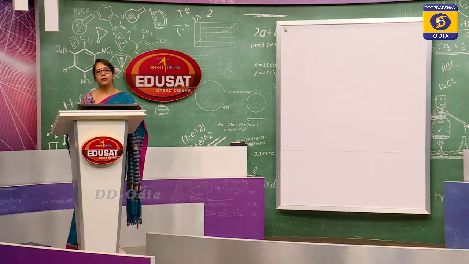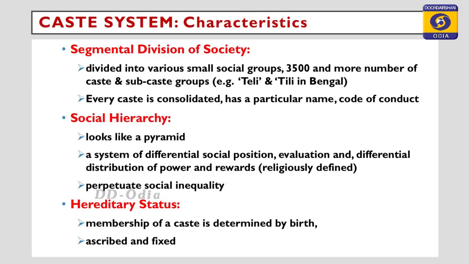Okay. Now, we can move to the characteristics of the caste system. Why are characteristics important? Because the characteristics of any concept provide a detailed idea or knowledge on the particular concept, right. So, while moving to characteristics, the first characteristic is segmental division of society.